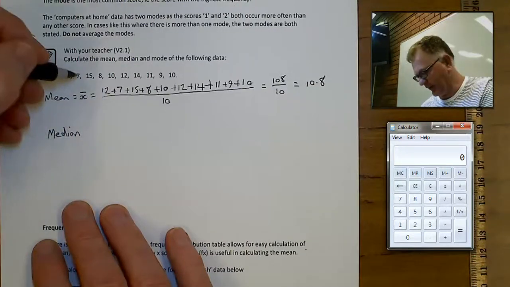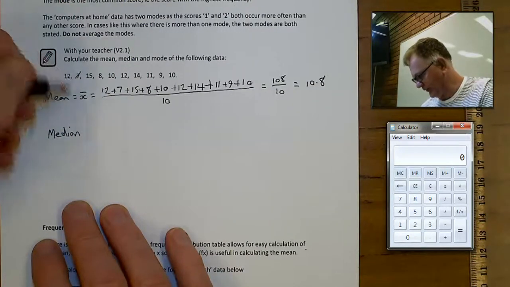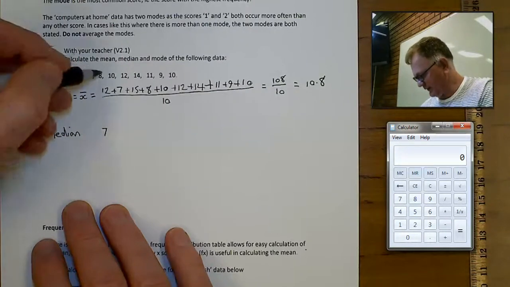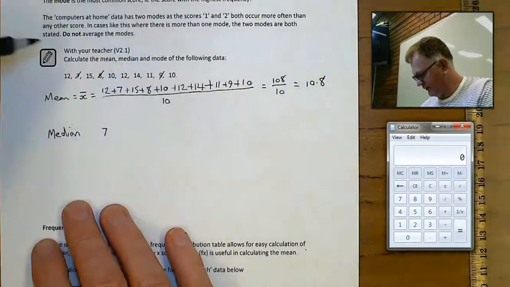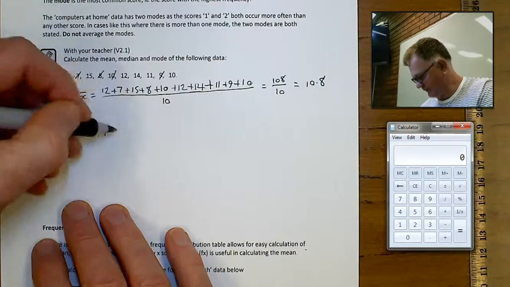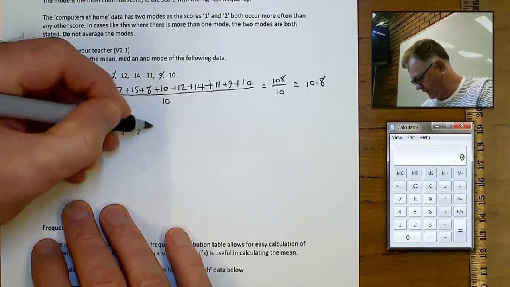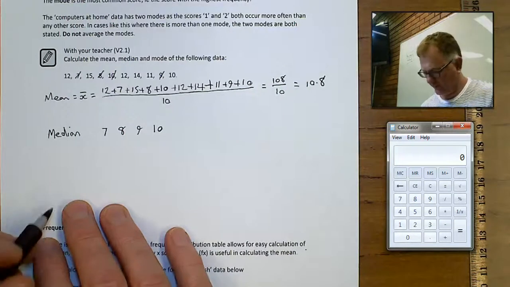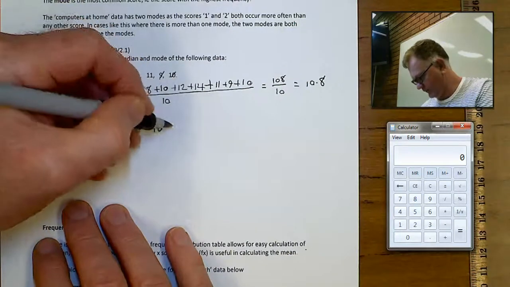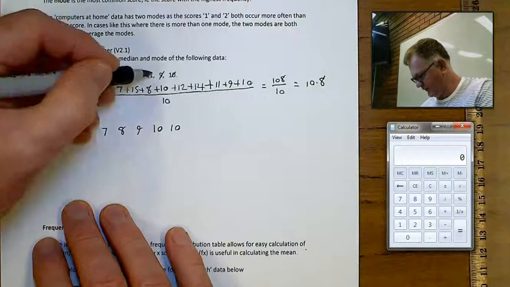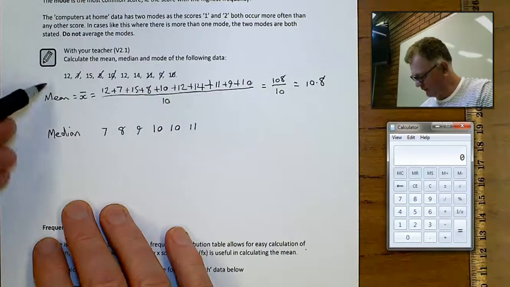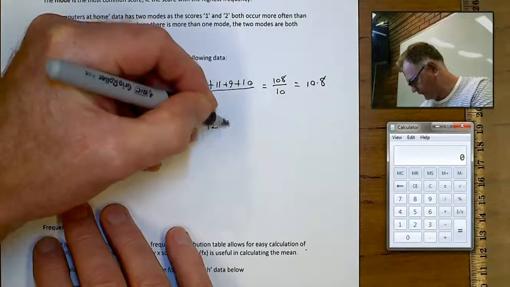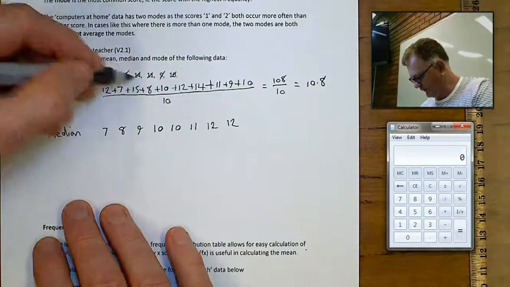And so if we do that, I think 7 is our smallest number there. Then we'll go 8 and 9 and 10. And there's another 10, 11, 2 12s, a 14 and a 15.